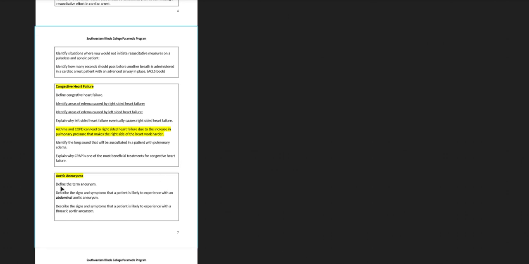So define the term aneurysm. So an aneurysm is just kind of the ballooning or the failure of one of the walls of some vessel or structure, which causes it to balloon outwards.